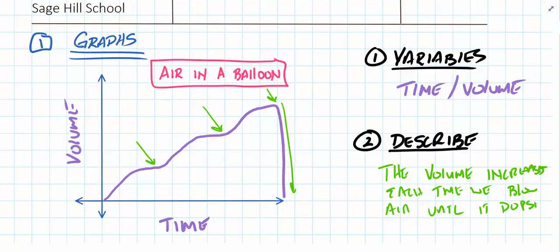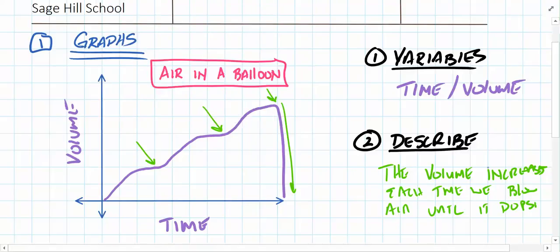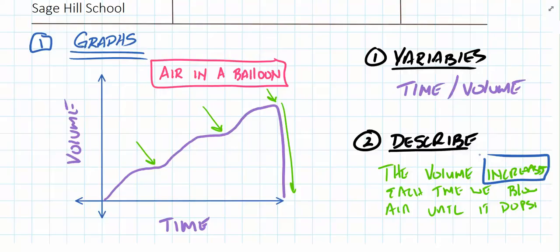All right, one thing that we want to make sure that we're doing here is noticing we're using this word increases. How do I know that this increases? It's pretty straightforward. It goes up, right? The graph is generally going up from left to right.